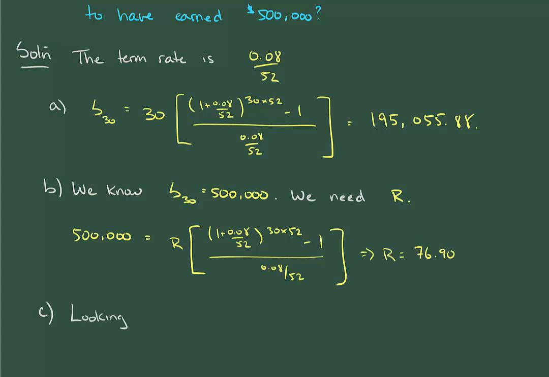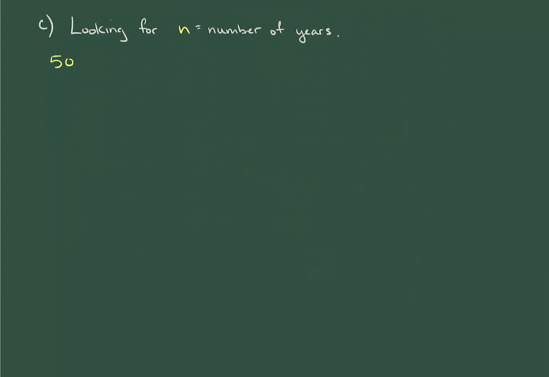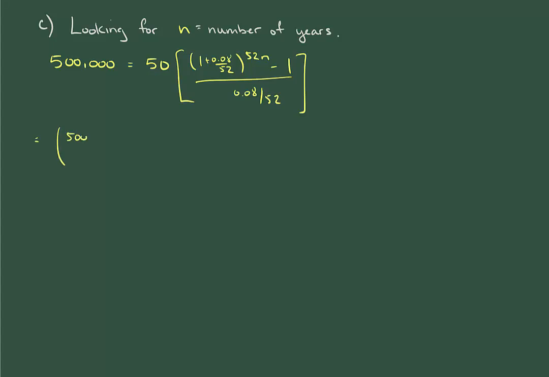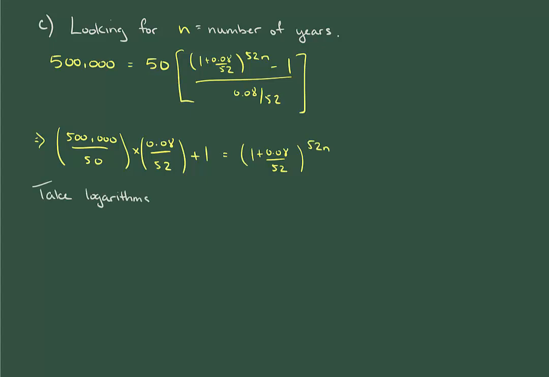Now, part C involves the most algebra. This time we know every variable except for n. So for our purposes, let's let n be the number of years. And let's put everything into our formula. Now, since n is the number of years, we have 52 times n compounding periods. So to solve for n, we're going to isolate the term in the brackets using some simple algebra. So here we have 1 plus 0.08 divided by 52, to the 52n. And to bring that 52n out of the exponent, we're going to take a natural logarithm of both sides.